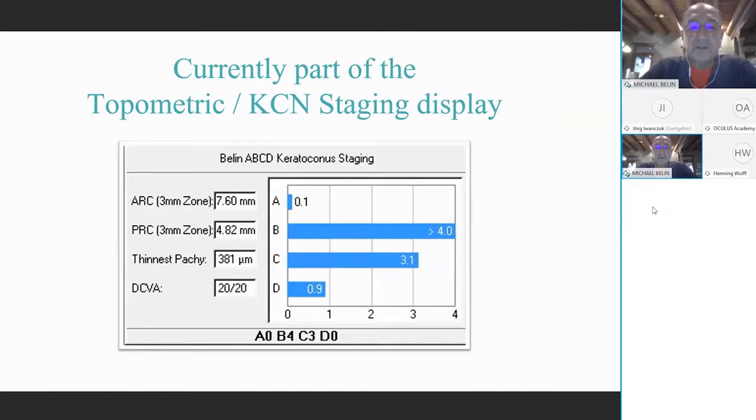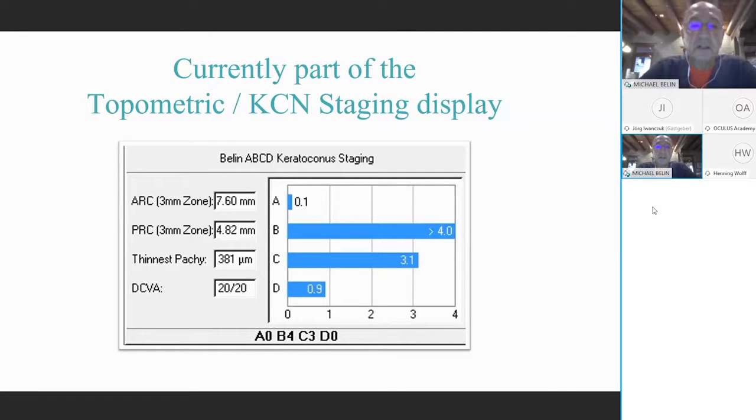The actual staging, which is the least useful information, is on the bottom. And here you can see A0, B4, C3, D0. So what does that mean? Well, it means the anterior surface, 0, is normal. This is a marked posterior ectasia, B4, moderately thin, C3, but again, because the anterior surface is normal, distance visual acuity is normal, D0.